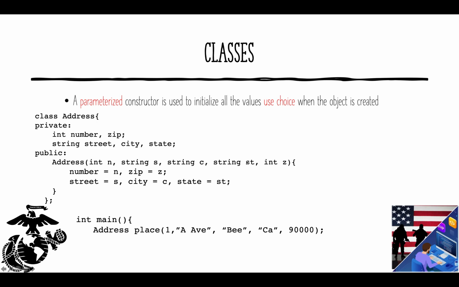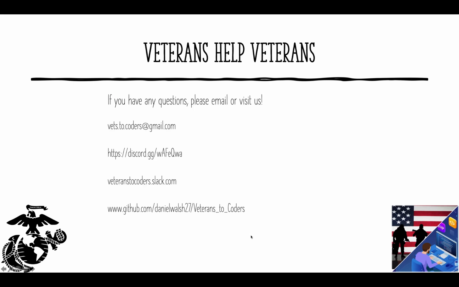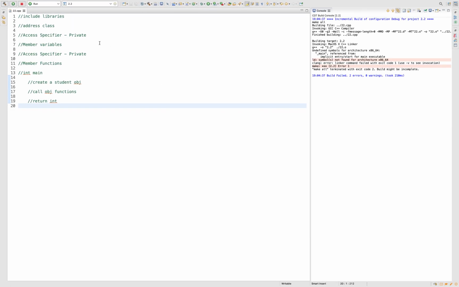The next is going to be the state, and the last parameter is going to be the zip code. So that would be the address. Inside the parameterized constructor, they are assigning all the values. Again, that's how we get some help, and now we're going to jump over to our code.